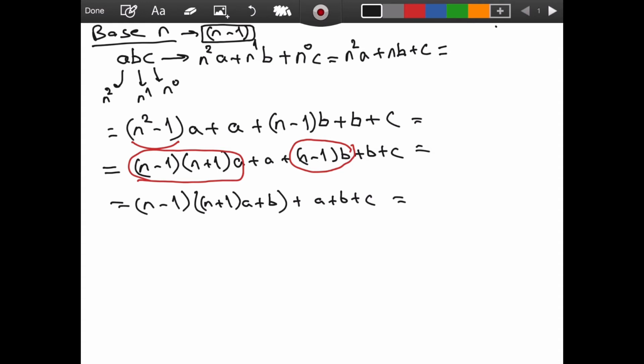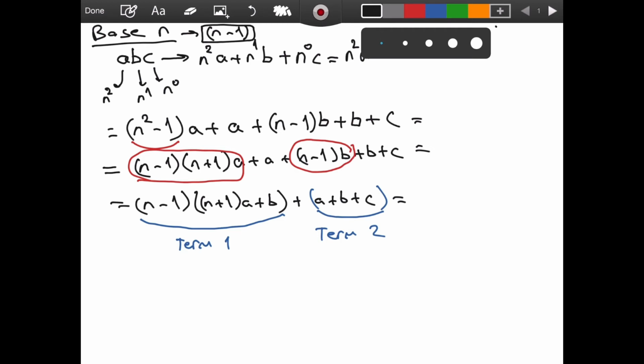So what I want to do now is, I want to call this term term 1. And I want to treat these three as one term, which we can do, and I will call it term 2. Now, if you notice, term 1 has n minus 1 in itself. So if we divide term 1 by n minus 1, we would get 0. It would be divisible by n minus 1.